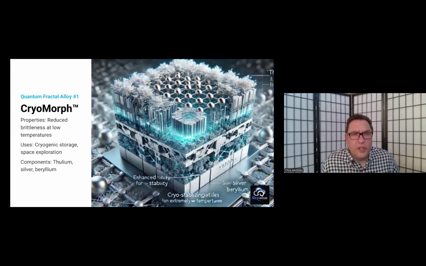And a cryomorph is another one. This gives a little bit more detail to show how the different patterns and layers work together. This one has reduced brittleness. It's going to be used for cryogenic storage and space exploration, and it's composed of thulium, silver, and beryllium in various components and structure and layering.